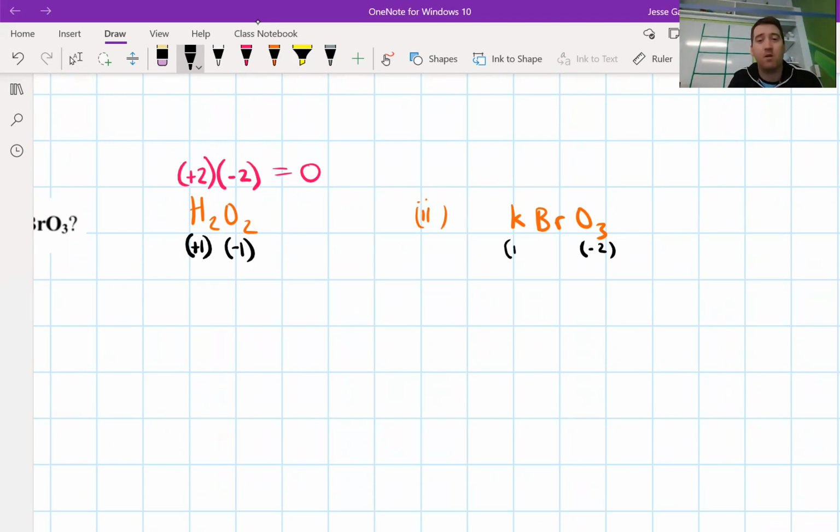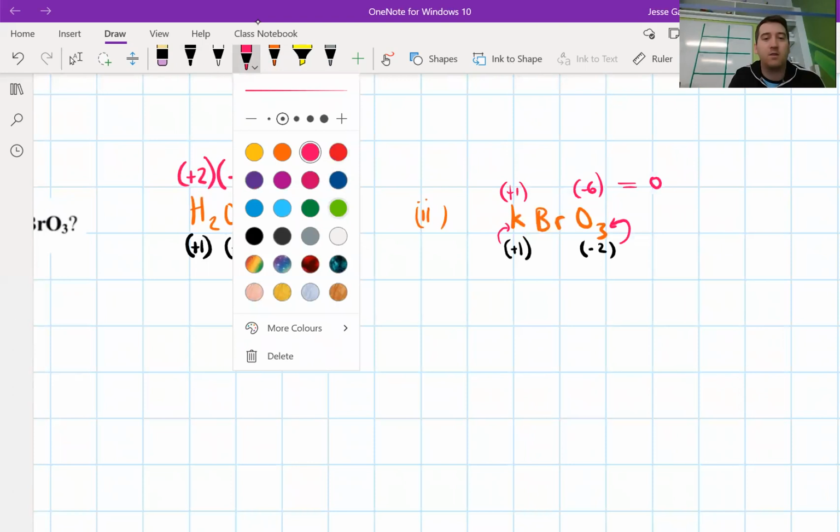So it has to be +1. So from there, we can do the totals up top. -2 times 3 is -6 total charge. +1 times there's only one of these atoms, gives me +1 here. And I know this is a neutral compound, so it must add up to 0. So what's in the middle that will make this add up to 0?